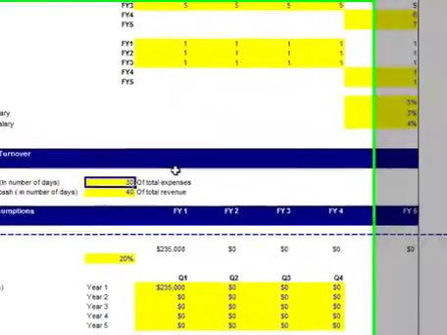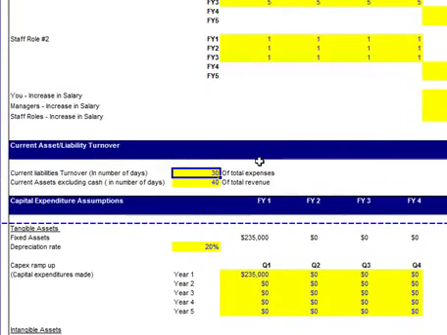Next is your current asset and liability turnover. Now, if you just took our program on financial modeling and management, you remember that this refers to when you pay your bills and when you get paid.